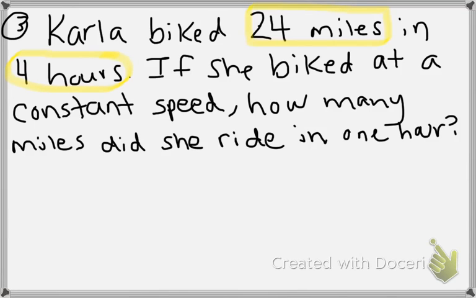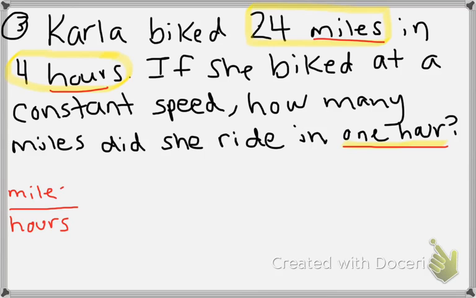If she biked at a constant speed, okay, consistently, how many miles did she ride in 1 hour? Now they're telling us 1 hour, so we want 1 hour. So what we're going to do is make our ratio, and we're comparing, in this case, miles and hours, and we want 1 hour. So our hour is going to go in the denominator, because that's what we want 1 of, and we're going to have our miles in the numerator.